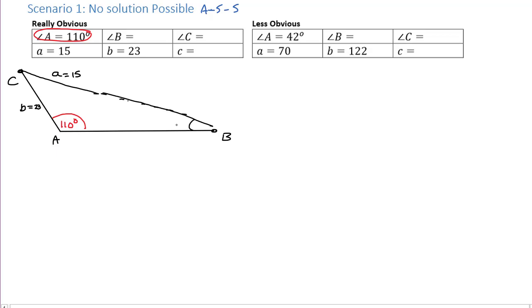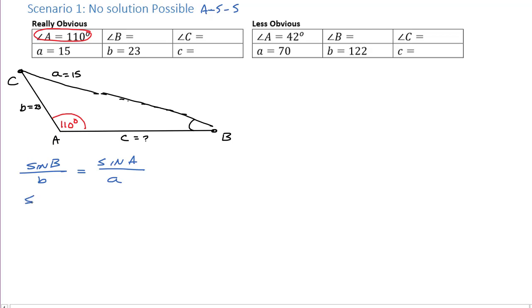The first thing you have to solve for is B. You have no choice. You can't solve for C. You can't solve for side C. All we can solve for right now is angle B. So let's start with that. We're going to use our sine law. So I'm going to go sine B over the side across from it is equal to sine of angle A over the side across from it.